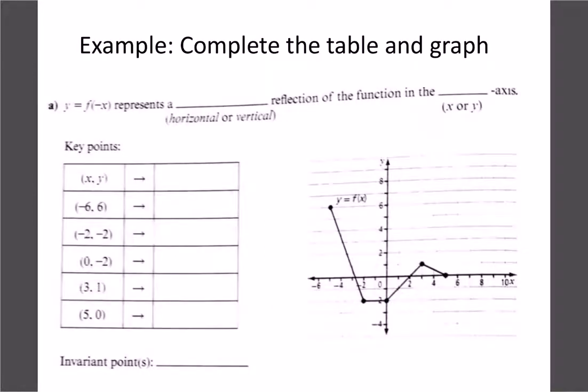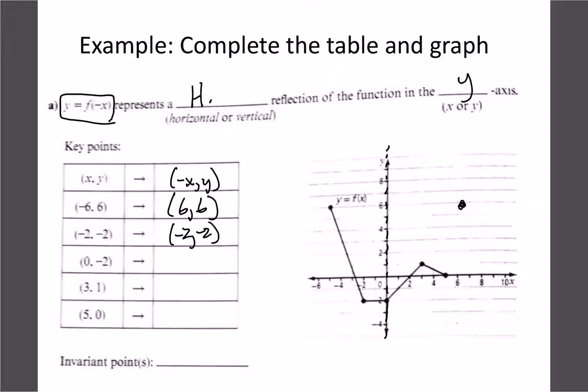So let's go through a few examples. The first one we have here is y equals f of negative x. So that's going to be our horizontal reflection, and because it's horizontal, we're going to flip it across the y-axis. Remember, when horizontal, our x coordinates become the opposite. So if the first one we have is negative 6, 6, that coordinate's going to become positive 6, 6. Let's draw that one over here. The one at negative 2, negative 2 will become positive 2, negative 2. So that's down there somewhere. Okay, so that's our first part of the graph.